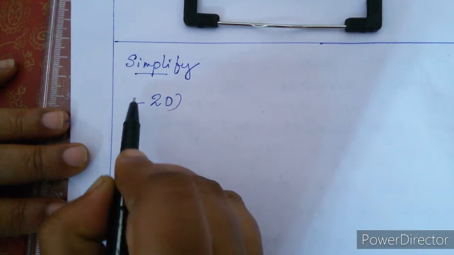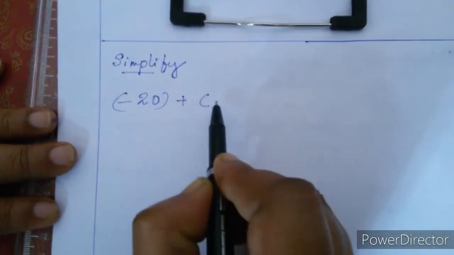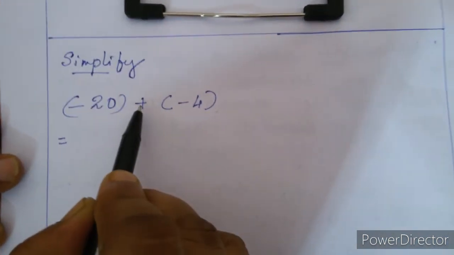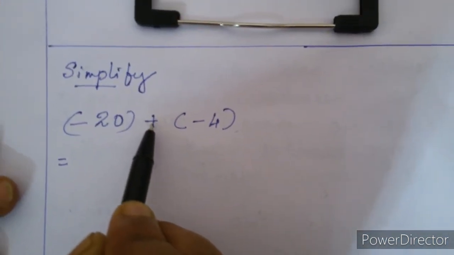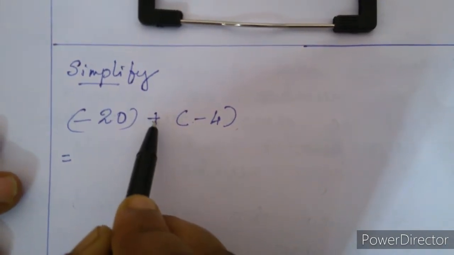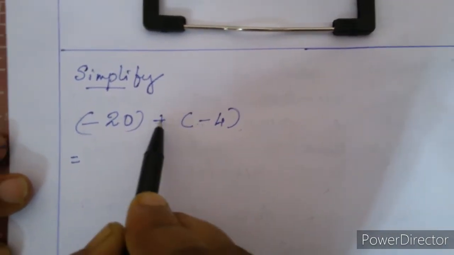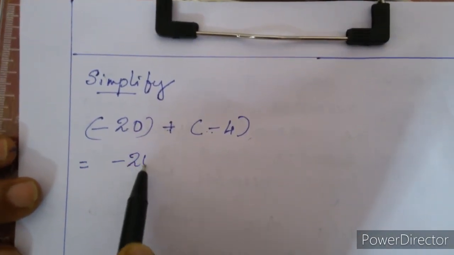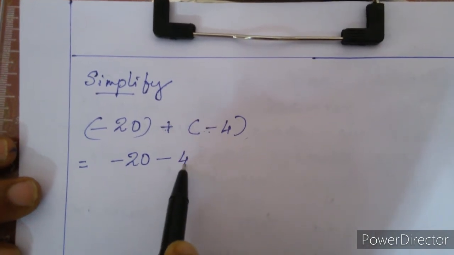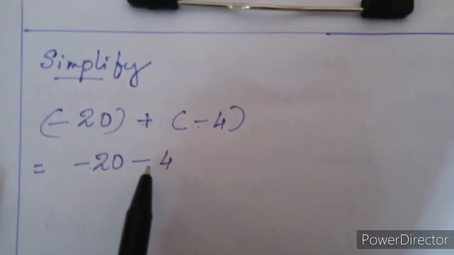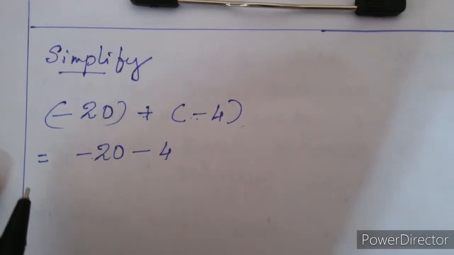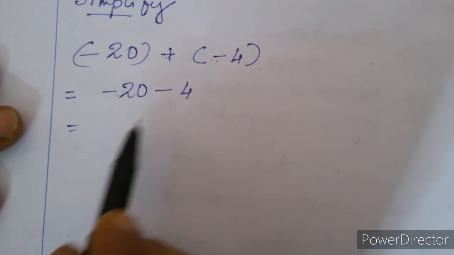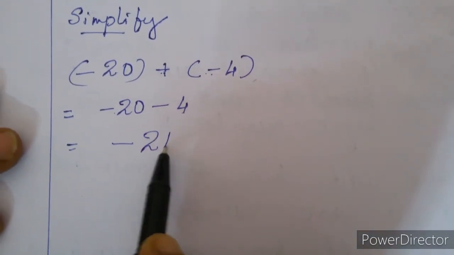Minus 20 plus minus 4 equals. Here plus and minus, we have to multiply the signs. So positive into negative is negative, plus into minus, minus. So what are we getting? Minus 20, minus 4. Both are negative. So if both are negative, what do we have to do? We have to add and give the same sign. So minus 20 minus 4 equals minus 24.